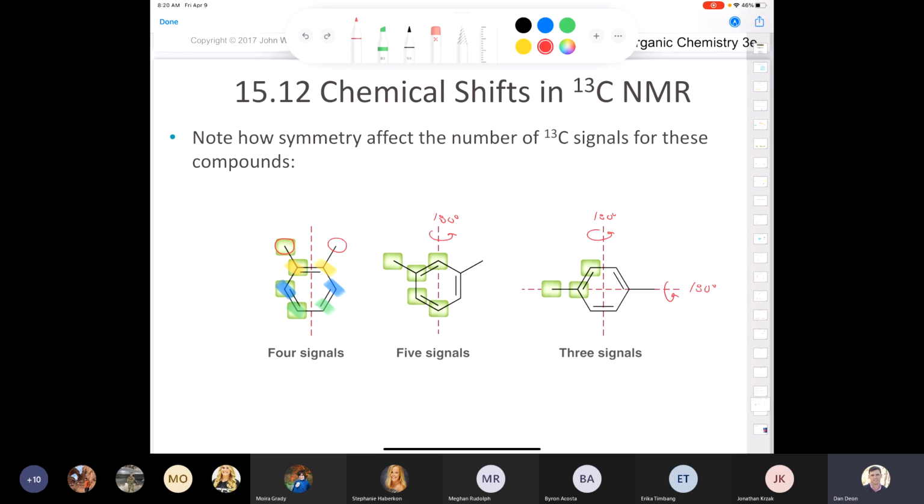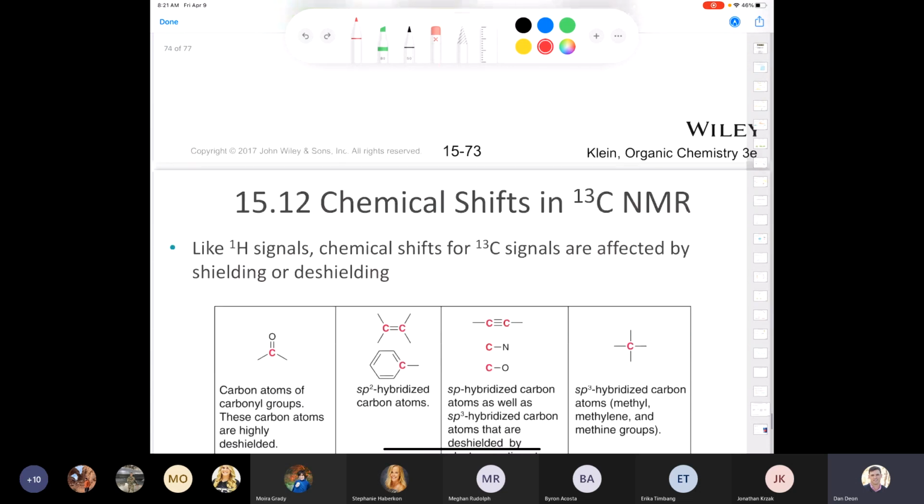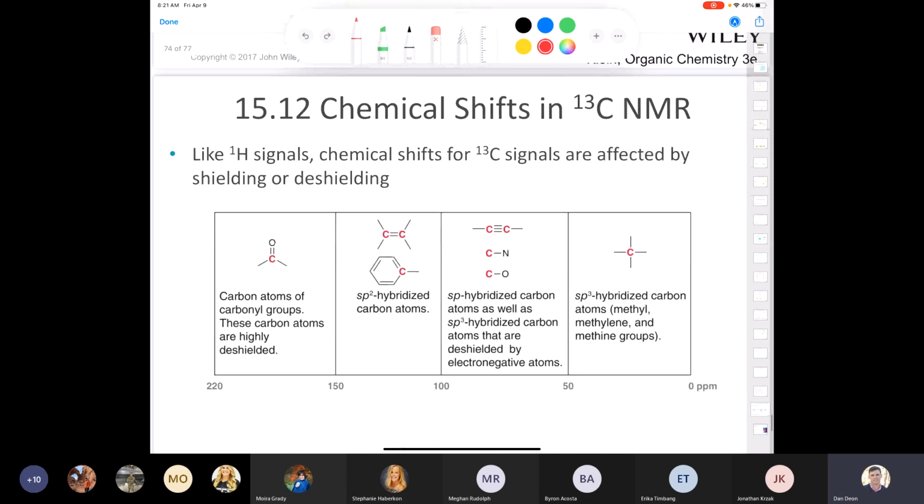Also, if you go back to the proton in your mind, you remember that the table of chemical shifts was actually pretty big, right? It was a big table, had all kinds of different chemical shifts in it. Well, when we look at the chemical shifts of carbon-13 atoms, we see that we have a much smaller table of chemical shifts to be concerned with. Just like with a proton, carbon-13 signals are also affected by shielding and deshielding.